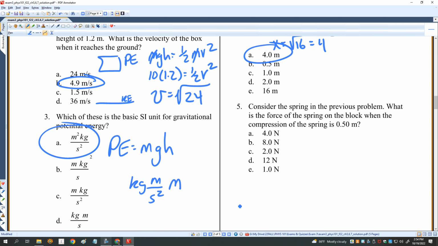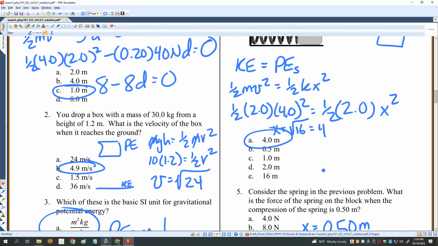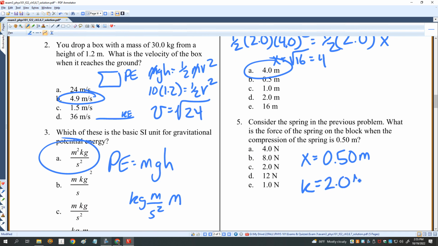Consider the spring in the previous problem. What is the force of the spring when the compression of the spring is 0.5 meters? So what if x is equal to 0.5 meters? Well, I know k, that's equal to 2 newtons per meter. So I just multiply those two. The magnitude of the force is just equal to k times x, and that's all I'm asking for. That's going to be 0.5 times 2, or 1 newton.